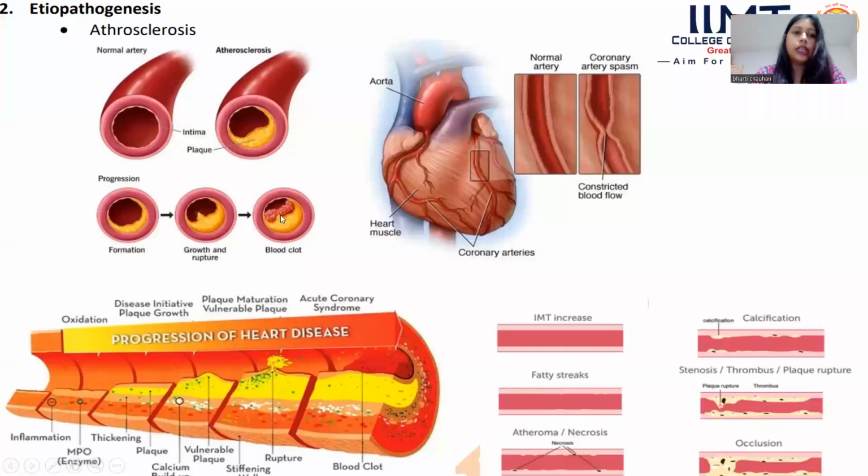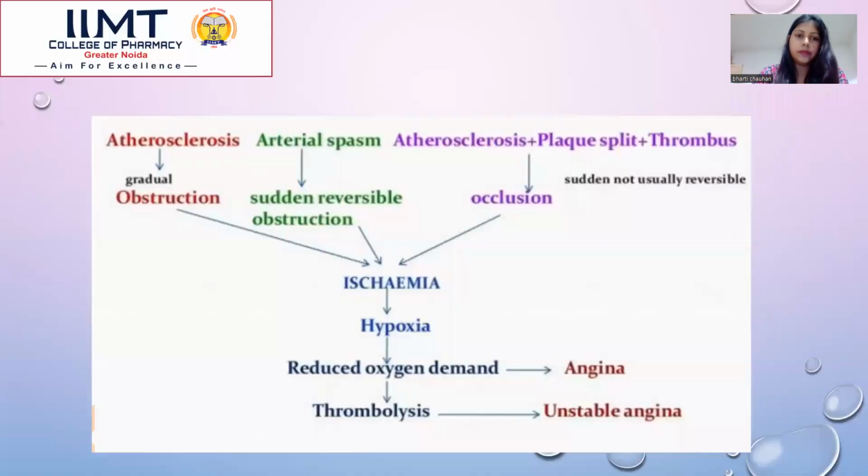Next is etiopathogenesis. What is the reason behind that, and how is this disease occurring in our heart? We should learn here. There's a flow chart. First, what is atherosclerosis? You should know there is a term written here. Atherosclerosis is when a plaque is built up in your coronary arteries, right?